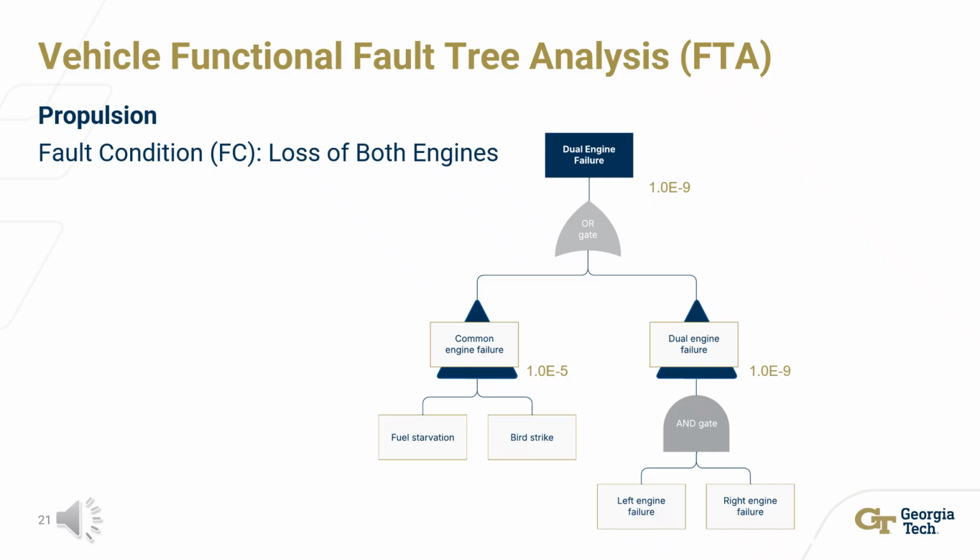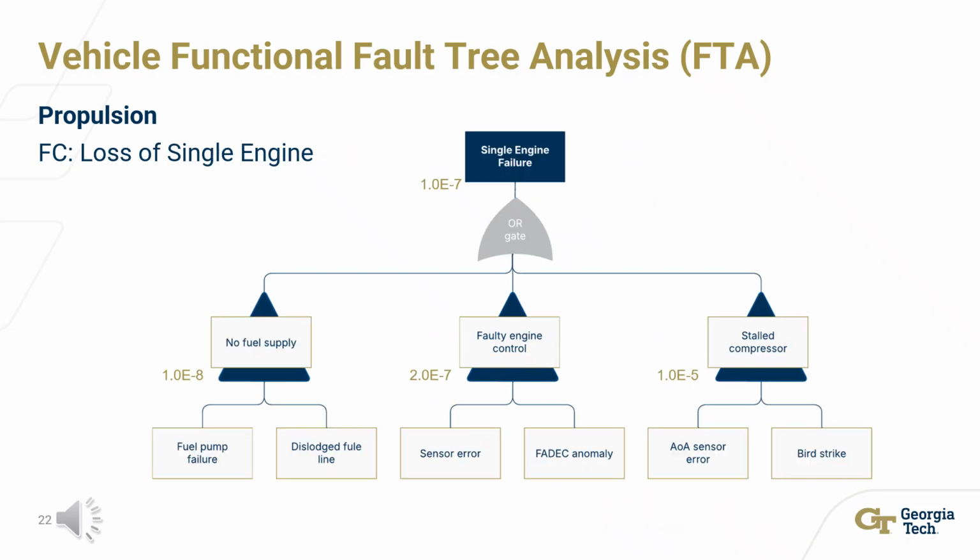Now that we have a better understanding of the vehicle safety matrix, we're going to deep dive into Vehicle Functional Fault Tree Analysis, FTA. We begin fault tree analysis with the propulsion system. This diagram shows dual engine failure caused by independent faults or a common failure event, such as fuel starvation. We assign probabilities using FAA guidelines and operational data.